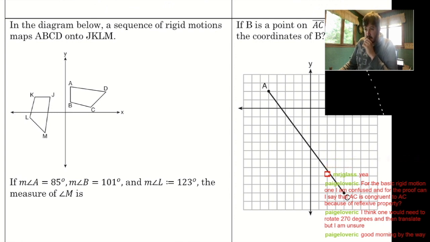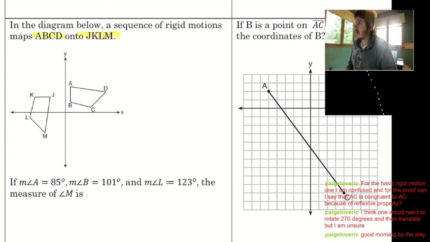It says for the rigid motion one you're confused. 270 degrees. It just says that a sequence of rigid motions maps it onto it. You don't need to explain any of it. As long as you know which letters map onto which of the other letters, and the order in which they write it is probably the best indication for you to figure out which letters are mapping onto which.